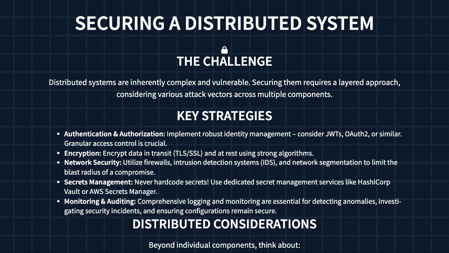Don't forget network security. Firewalls and monitoring are critical to limit damage if something goes wrong. And absolutely never hardcode secrets. Use a dedicated secrets management system. Finally, constant monitoring and auditing helps you spot anything suspicious and ensures your systems stay secure over time. Thinking about the distributed nature of these systems means adding considerations like service meshes with mTLS, robust API gateways that can handle traffic and security, and ensuring data integrity across all replicas.